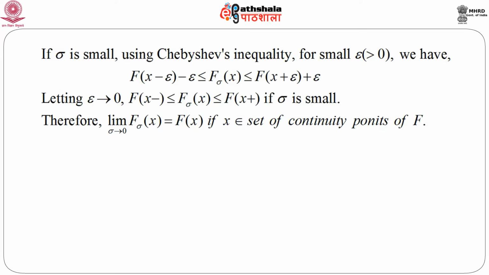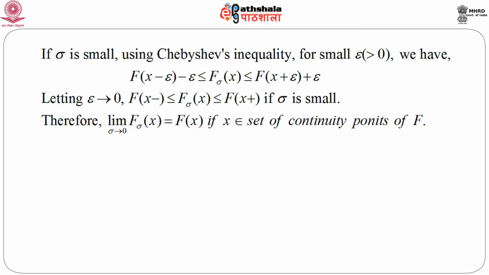So, we can write capital F of x minus, less than or equal to capital F sigma of x, less than or equal to capital F of x plus, if sigma is small. And therefore, we can immediately write, as sigma goes to 0, capital F sigma x equals capital F of x, because x we have assumed belongs to the set of continuity points of F. So, the equality holds as sigma goes to 0. So, that is the proof of the inversion theorem.